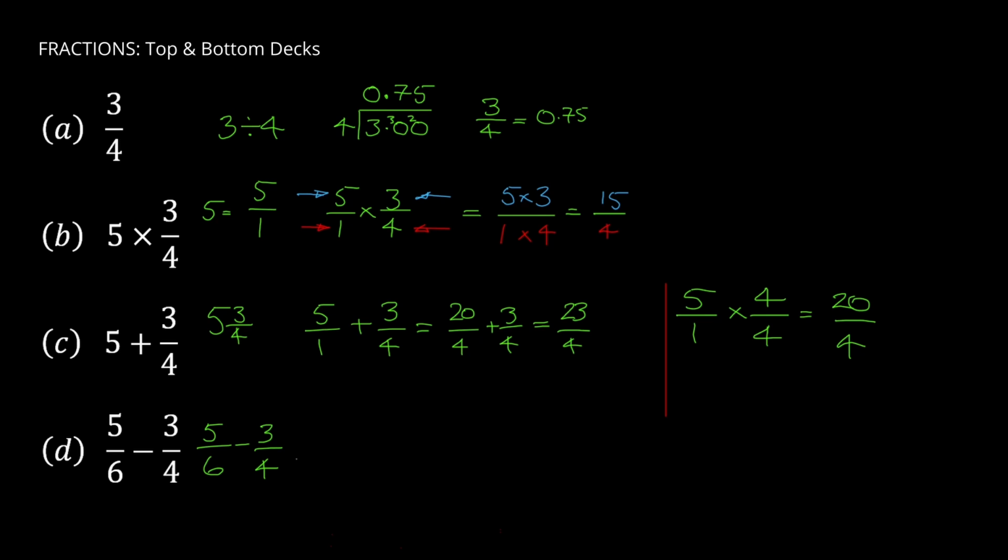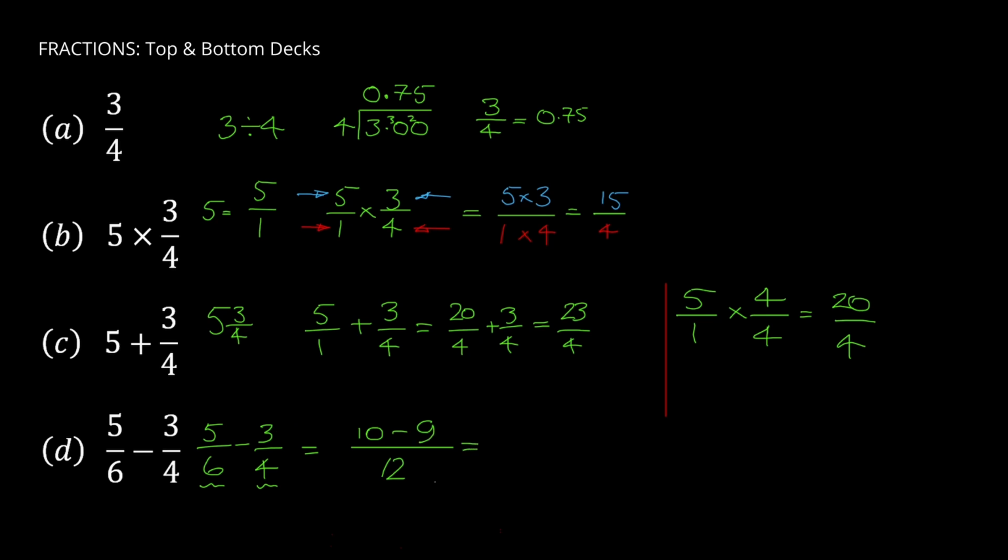6 times 2 is 12, and 4 times 3 is 12. So let's choose 12 as our common denominator. So the routine is this. 6 into 12 goes twice. Twice times 5 is 10. There's our minus sign. And carrying on the routine, 4 goes into 12 3 times, and 3 times 3 is equal to 9.